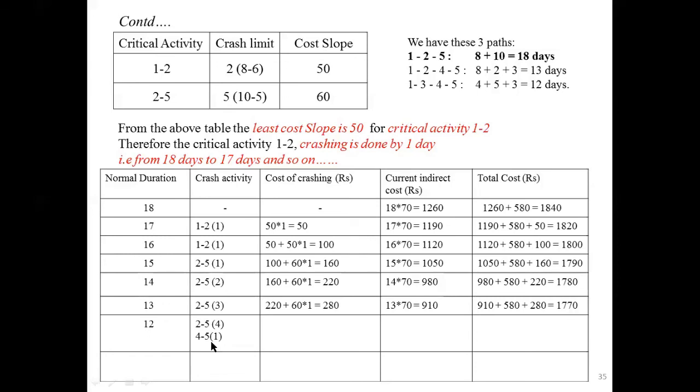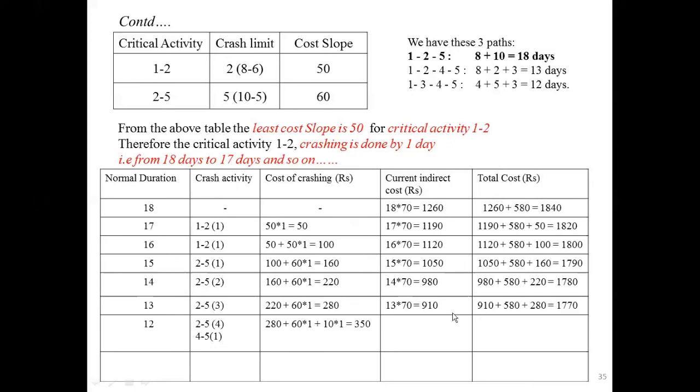For 4 to 5, we can crash by 2 days. Maximum limit is 2 days. Chosen for 4 to 5, if crash by 1 day, then we get 280 plus for 2 to 5. For 2 to 5, the cost slope is 60. 60 into 1 day you are reducing, that is from 4 days to 3 days, plus for 4 to 5, the cost slope in the previous table is 10 rupees. 10 into 1 day, 10 into 1, we get 350.